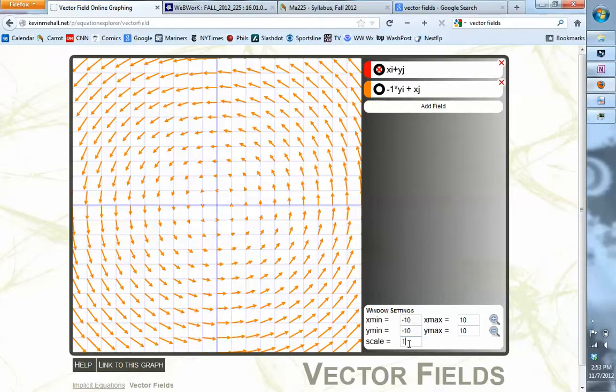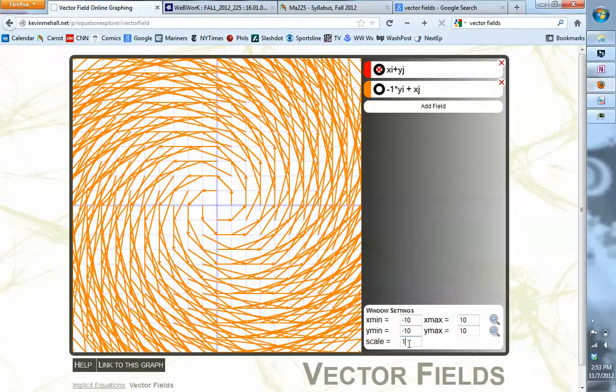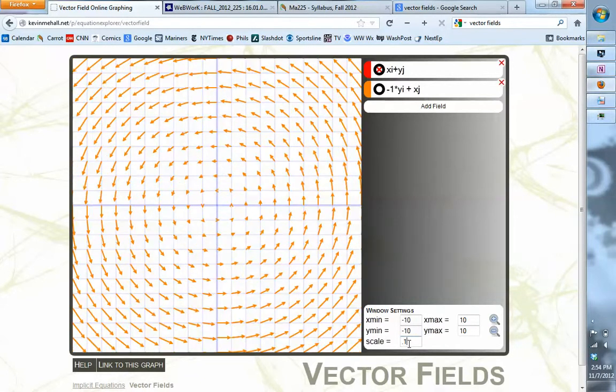So this is what I'm doing by hand. You can see what happens is the vectors start overlapping with each other and it gets really hard to see. So the author of this program has enabled you to scale those vectors back just for the sake of visualization. 0.1 seems to work fairly well for this one, but you might want to tweak that depending on what your vector field is. There's no hard and fast rule of thumb to tell you what that scale should be. Let me light up this other one.